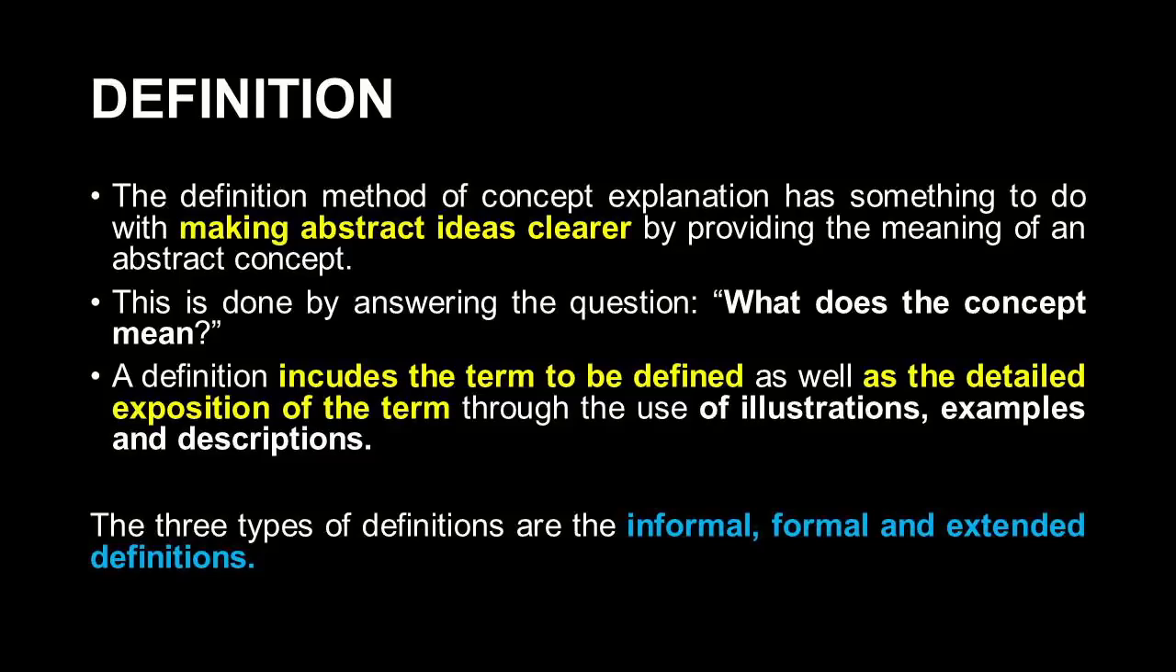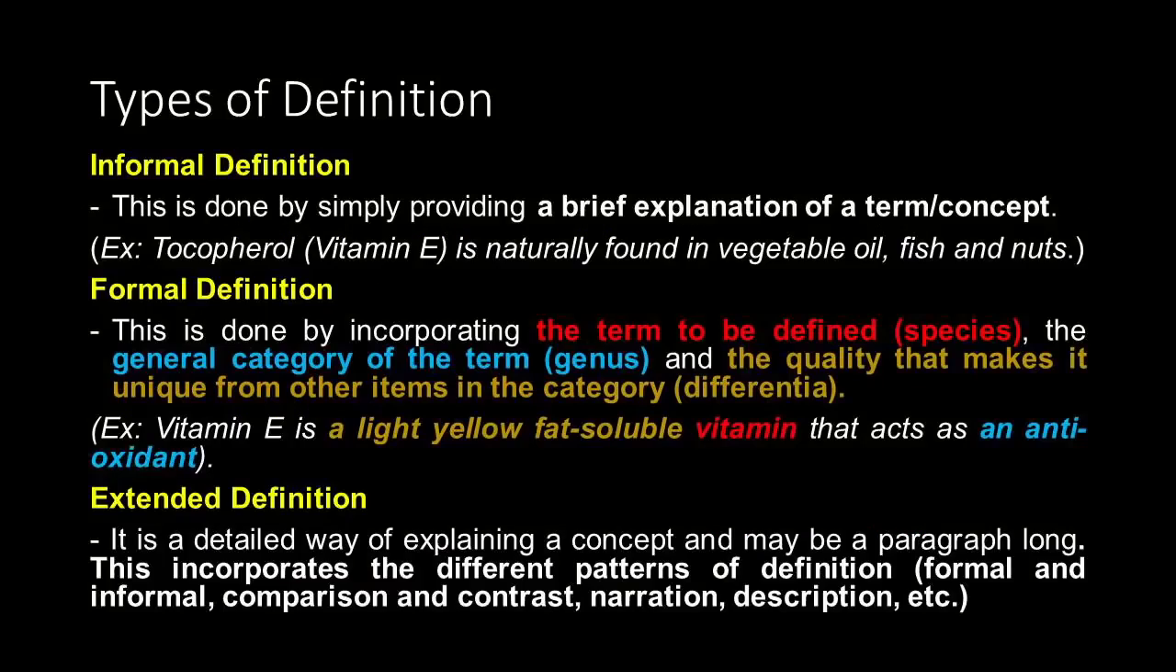So a definition is composed of two things. One is the term to be defined, and two, the detailed exposition of the term using illustrations, examples, and descriptions. Okay? Now, under the general scope of a definition, there are three specific types. First is the informal definition, second is the formal definition, and lastly, you have the extended definition.